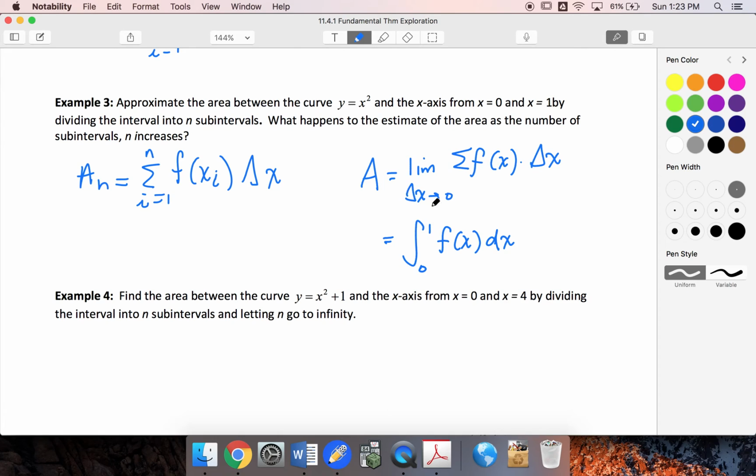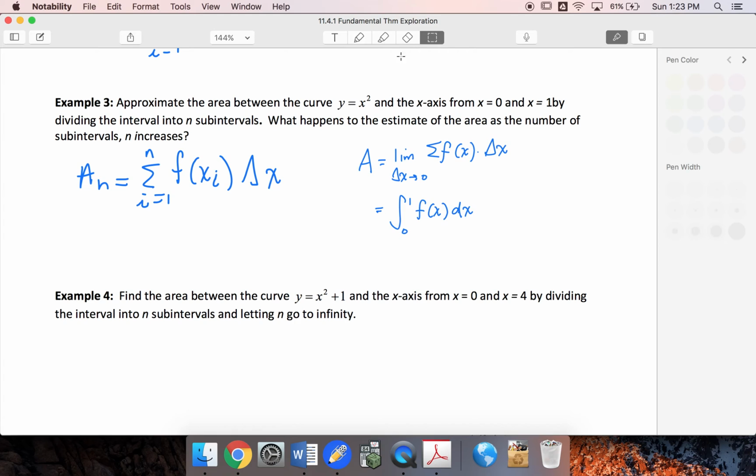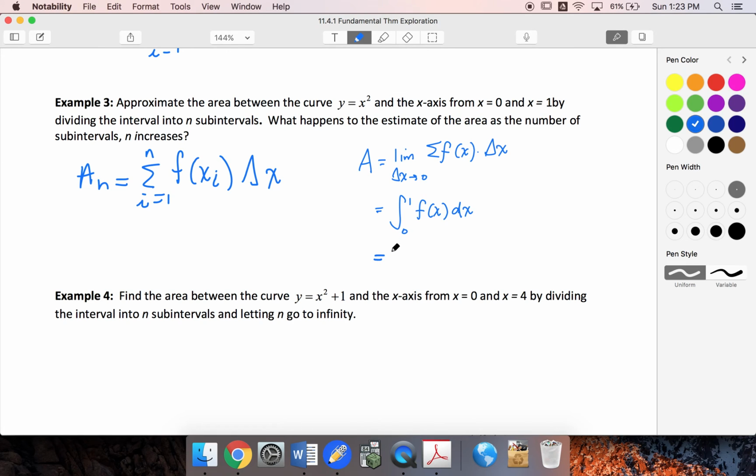So as delta x goes to 0, I'm taking my integral, putting in the values means I am finding a definite integral. So I'm going to take my integral of x squared, because that's the function we're looking at here. So we've got the integral from 0 to 1 of x squared dx. I know that that's going to be 1/3 x cubed. Now instead of plus c, what I'm going to do is I'm going to evaluate from 0 to 1.